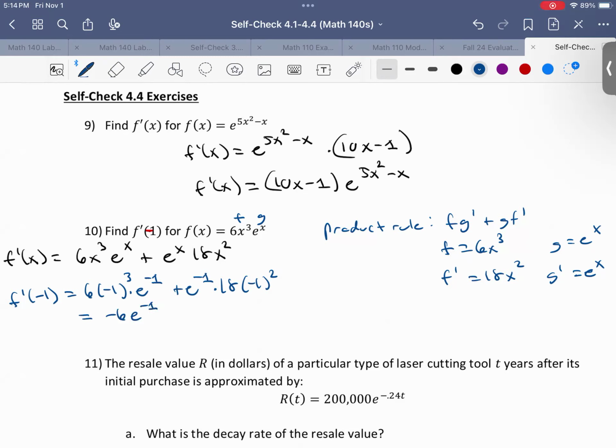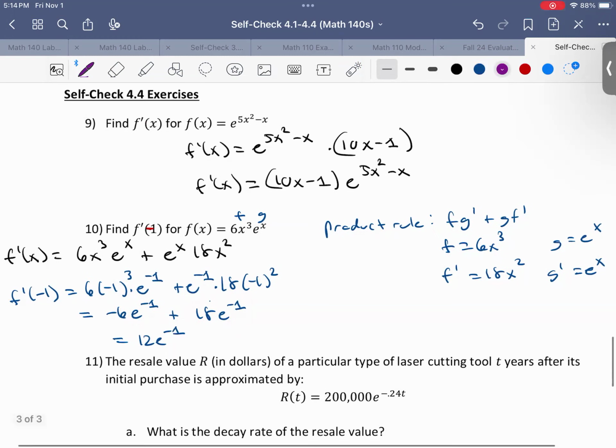We don't really need to evaluate e to the -1. We're just going to get a really long decimal. So this would be e to the -1. -1 squared is positive, so I'm going to rearrange this a bit. This would be 18 e to the -1. Okay, so now we have a common e to the -1. I can just combine this -6 and 18 and get 12 e to the -1. So our final answer would be f prime of -1 is 12 e to the -1.